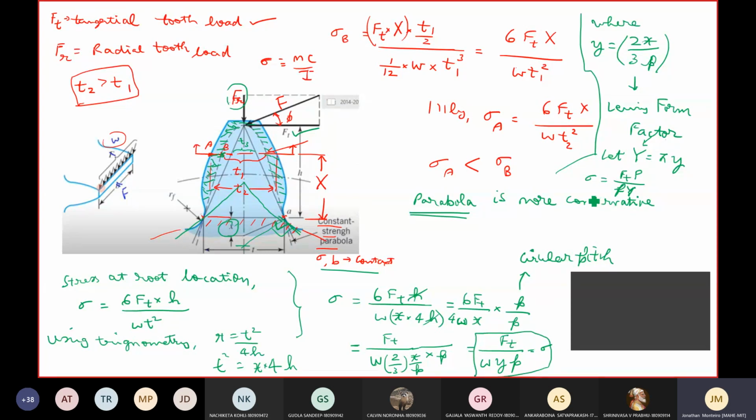One more form is this one, Ft into P by F Y. Notice what has happened to p. This is not small p, this is capital P, because there is one more quantity called diametral pitch, which is capital P is equal to pi by p. Because of this, I just multiplied this pi into y. So these are two forms. Basically, it is the same thing.